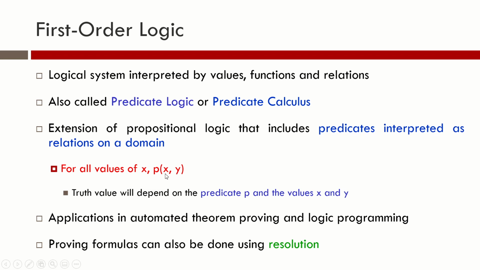So our statement is: for all values of x, where x is an element of the set of natural numbers, x greater than y. The value of y here is 0. So we know that 1 is greater than 0, 2 is greater than 0, and so on, n is greater than 0. So the truth value of this statement will be true. So the truth value will depend on the predicate P as well as the values that are assigned to x and y.